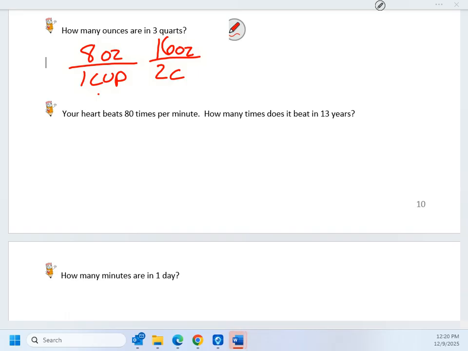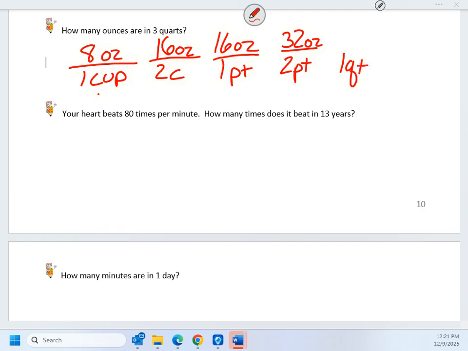What can I convert those 2 cups to, Ellie? Yeah, so it's 16 ounces in 1 pint. Now what do you think I should do? Hunter? Why? Why do we want to get to 2 pints, Hunter? Ah, because I can convert 2 pints to 1 quart. Because I know there are 2 pints in 1 quart.